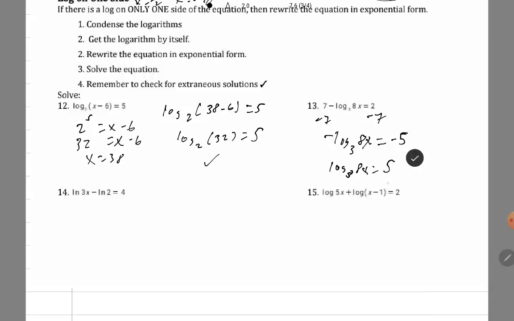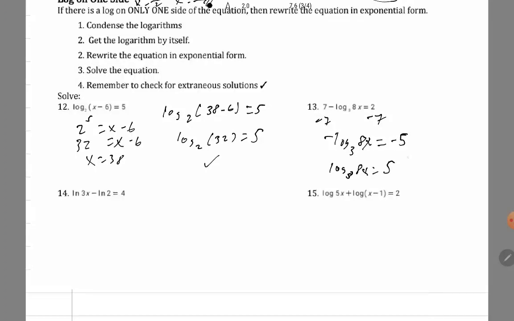Okay, and then rewrite it as exponential form. So this is 3 to the 5th equals 8x. So this is 243 divided by 8 equals x. And let's just say that works.